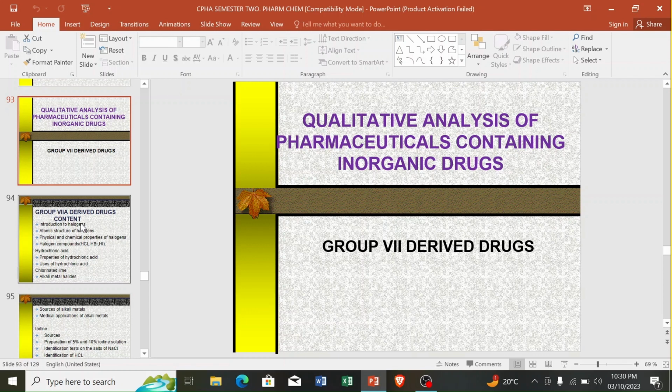So it is also good to appreciate why specific elements belong to a specific group and why others belong to the other group. So today I'm going to take you through group 7 elements of the periodic table, or group 7 derived drugs of the periodic table.